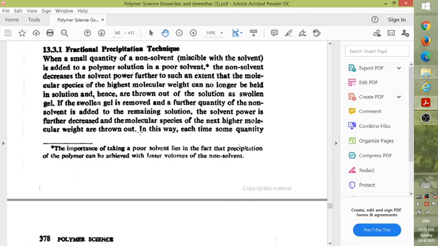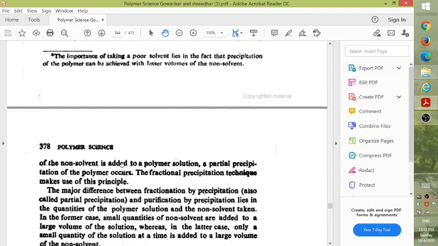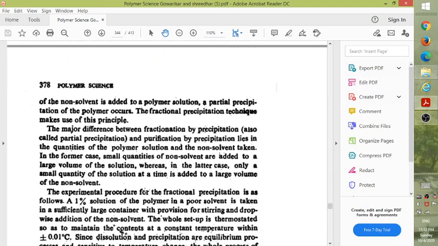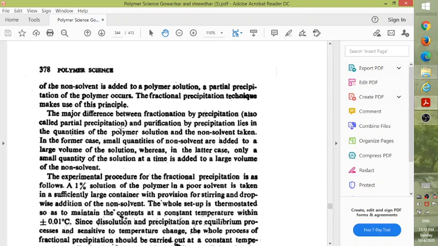In this way, each time some quantity of the non-solvent is added to a polymer solution, a partial precipitation of the polymer occurs. The fractional precipitation technique makes use of this principle. So now you understood the principle. The major difference between fractional precipitation, also called partial precipitation. So I can ask this question either by the name of fractional precipitation or by partial dissolution, fractionation by precipitation or also by partial precipitation, and purification. So what is the difference?